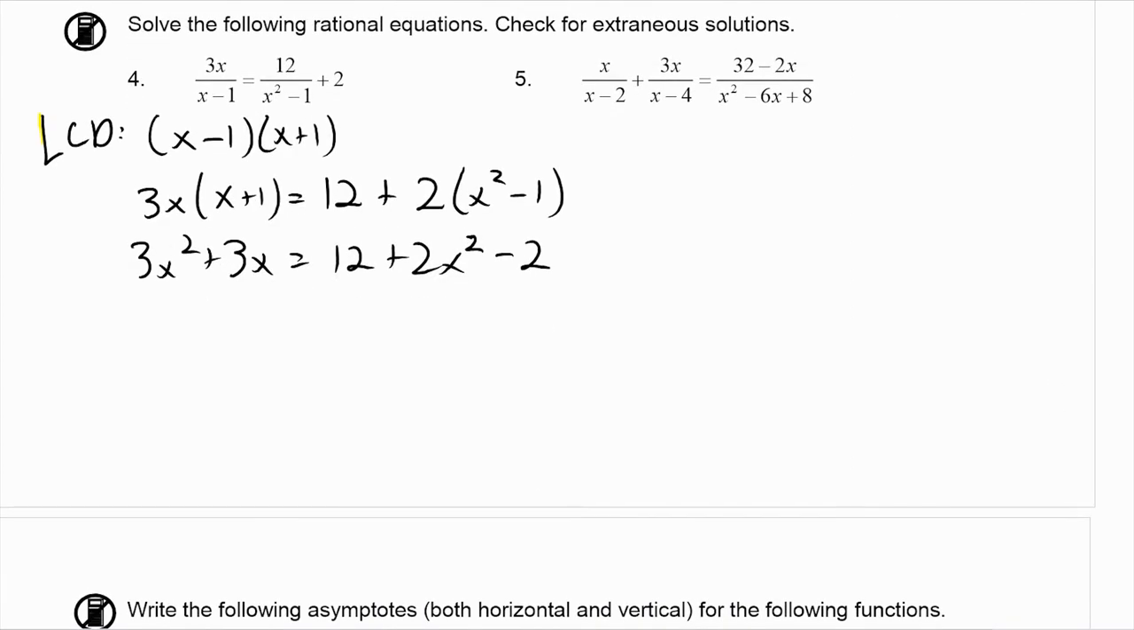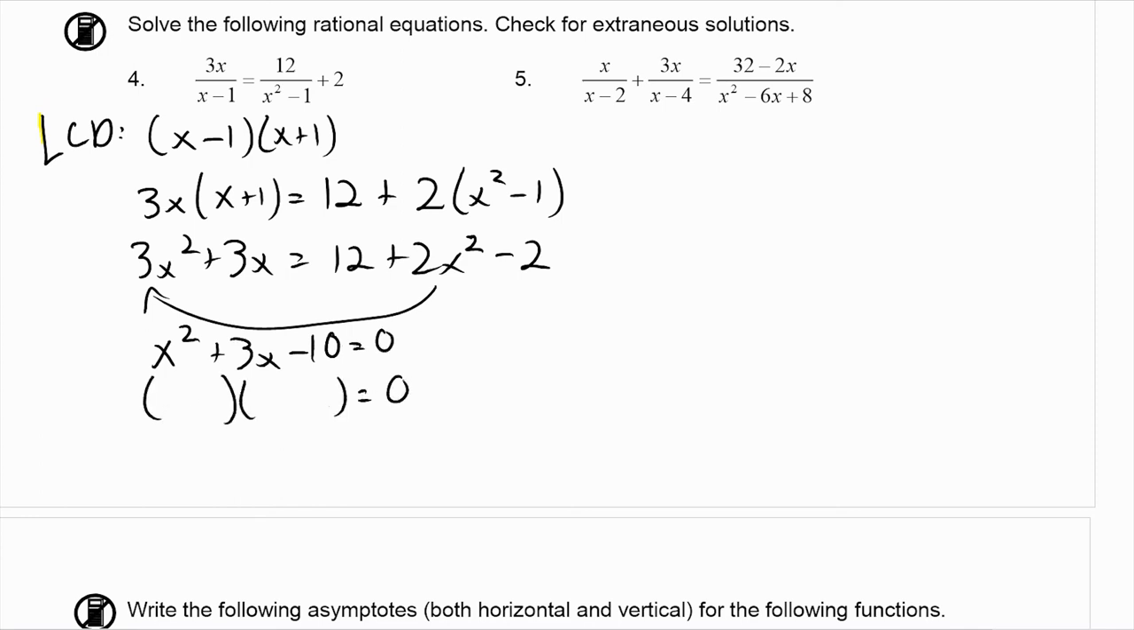Now after this point, I'm going to combine my terms. I'm going to bring that over. I'm going to combine the -2 and the 12. I get 10. I'm going to subtract that over. So what I'm left with is x squared plus 3x minus 10 is equal to 0. We want to factor two numbers that when you multiply you get -10, but when you add you get positive 3. So I'm guessing that's going to be x plus 5 and then x minus 2. So x is going to be equal to -5 and positive 2.